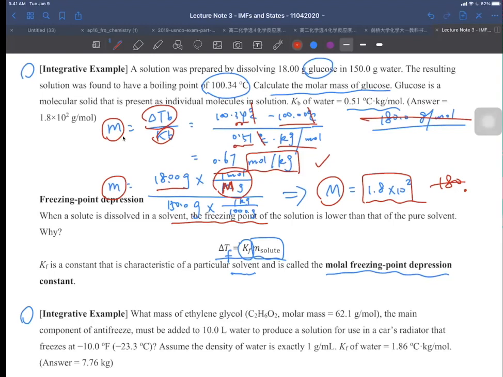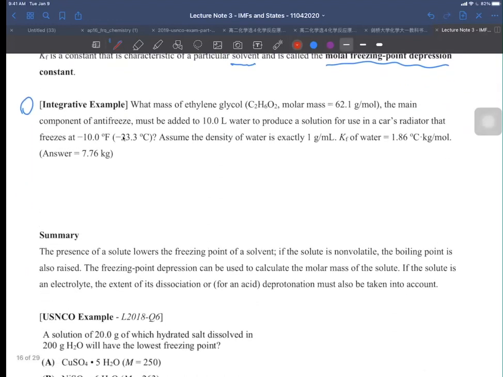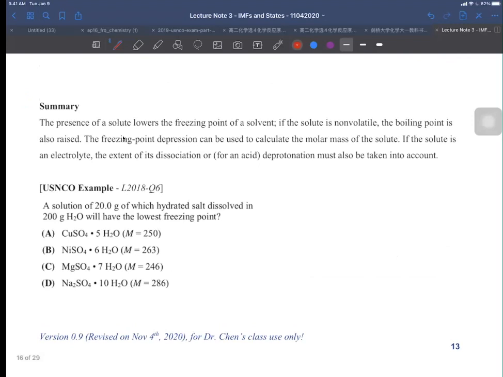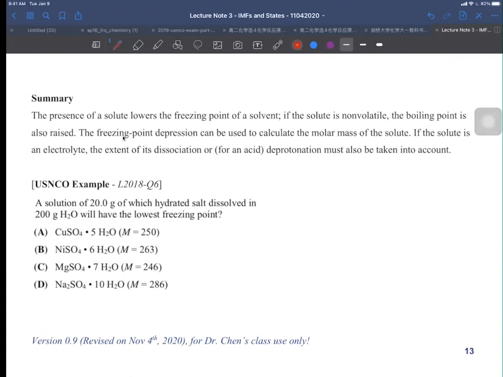Okay. So if you're good, we will skip the second integrative example because it's quite similar, right? I also got some suggestions from you guys, so you can probably take care of those examples by yourselves. I think it makes sense. So let me know if you have any questions.